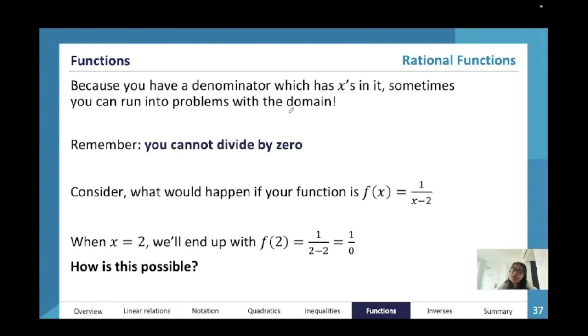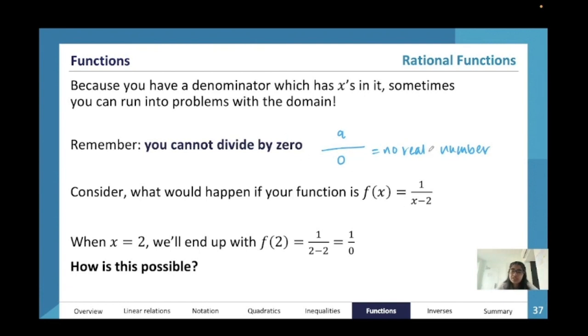Because you have a denominator with x's in it, sometimes there are a few issues when you're trying to figure out the domain of a rational function. So keep in mind, you can't have any number divided by 0. That equals no real numbers. So you can't divide by 0.